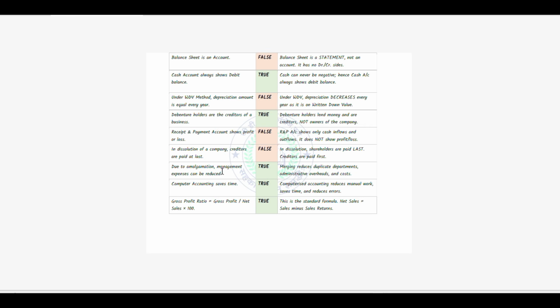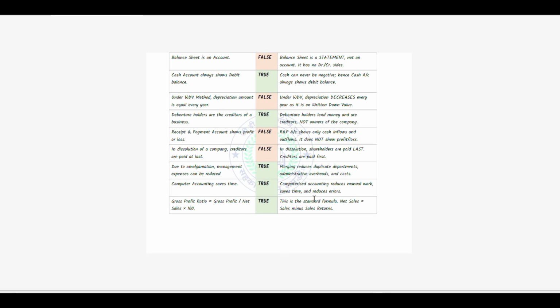Computerized accountancy saves time. Yes, it is true. Computerized accountancy reduces manual work, saves time, and reduces errors. Gross profit ratio is equal to gross profit divided by net sales into 100. So it's true, because it asks the formula of gross profit. This is the standard formula, with net sales being net of sales returns.